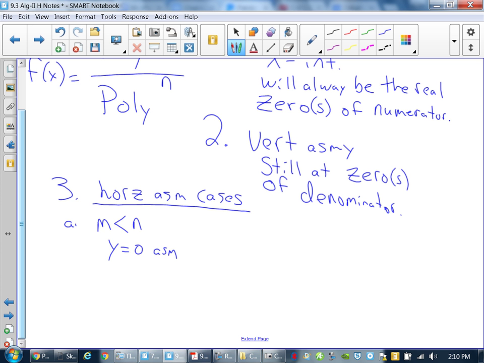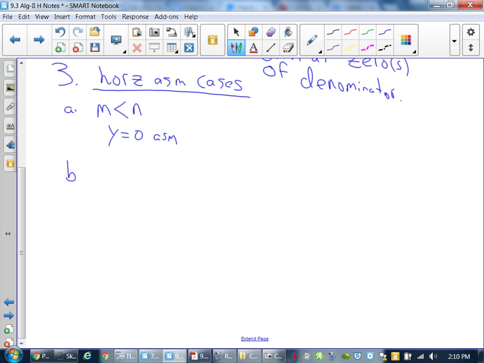The second case was, I think, if they were equal. No. Oh, m greater than n was the second one? Yeah, okay. So if the top is greater than the bottom, then you have no horizontal asymptote. You will have a slant asymptote. Okay, we'll show you how to do that in a bit here too. It's really easy to find.